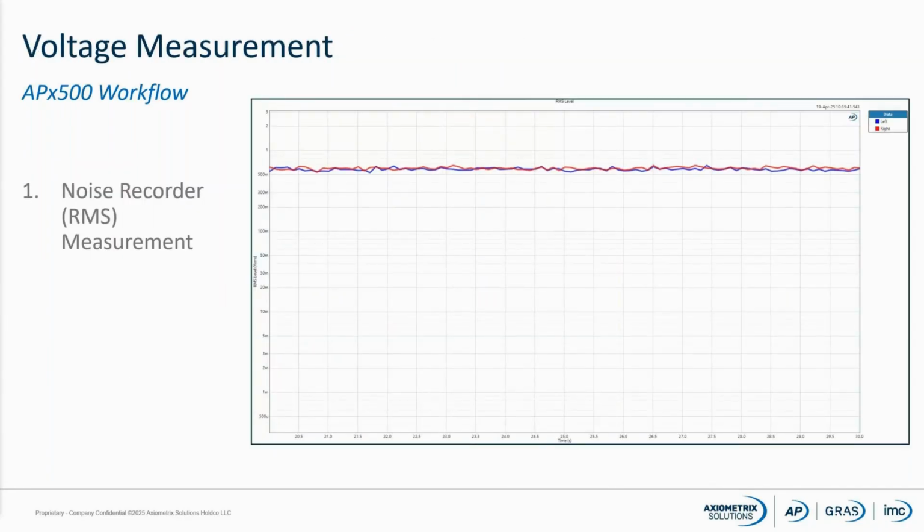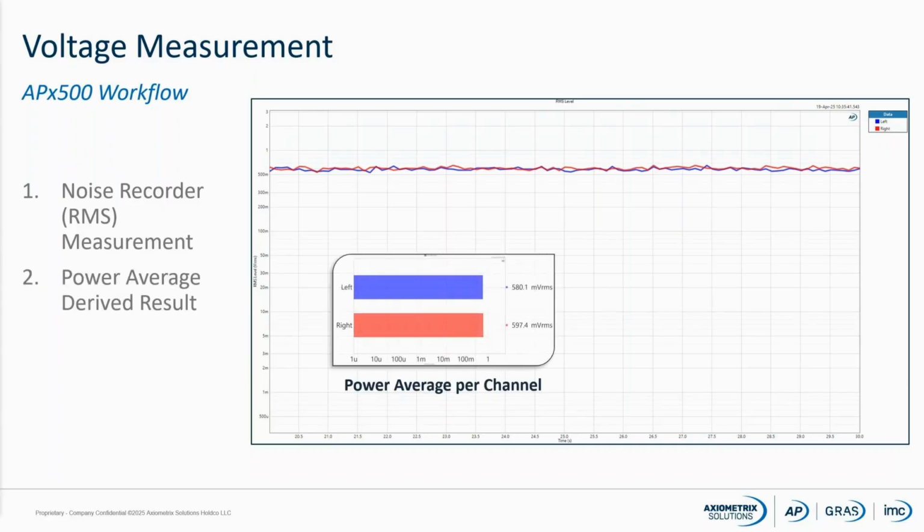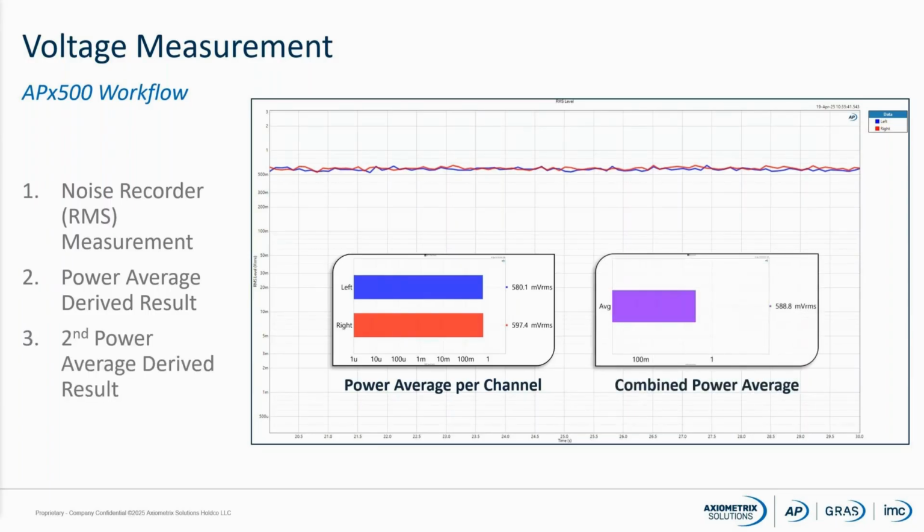Next, we'll walk through the workflow in APX 500 for the voltage measurement. Here we have a noise recorder measurement that we're going to acquire the signal for 30 seconds. For our first result, we have a power average, which gives us the average for the individual left and right channels. And then we have another power average, which is going to be our second result, which will give us the average of the combined left and right channels together.